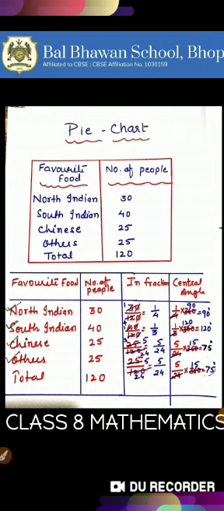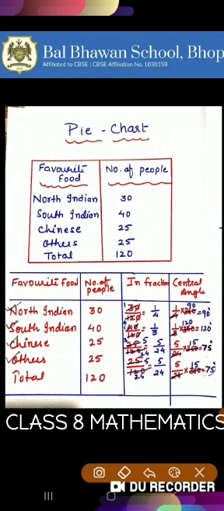Students, as we are doing chapter number 5, data handling, in today's video we are going to cover a very important point, that is construction of pie chart. Children, before construction of pie chart, we will learn how to complete the tabular work. Tabular work means when the data for pie chart is given, how can we find out the value of central angles through which the pie chart will be constructed.